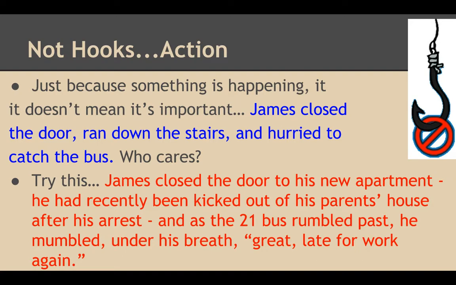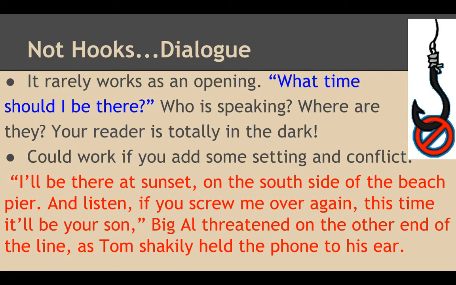How about this? James closed the door to his new apartment. He had recently been kicked out of his parents' house after his arrest, and as the 21 bus rumbled past, he mumbled under his breath, "Great, late for work again." So, again, we've accomplished more than just a narrative hook here. We also have a potential conflict. We know a little bit about the characters, so we've built some characterization. And we've gotten in some setting and some action, right? So instead of just doing one thing, we just did 5 things.